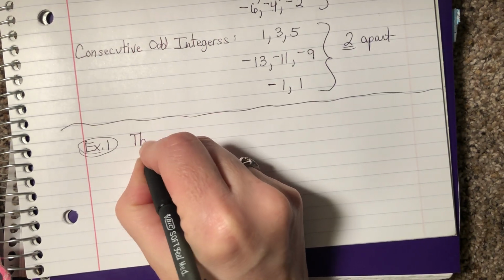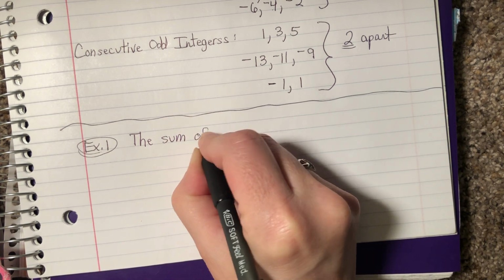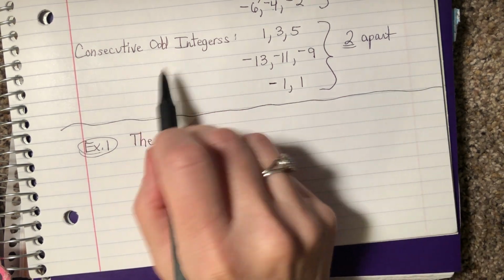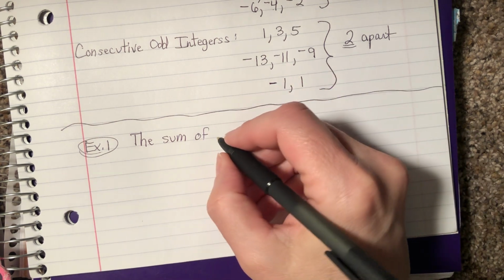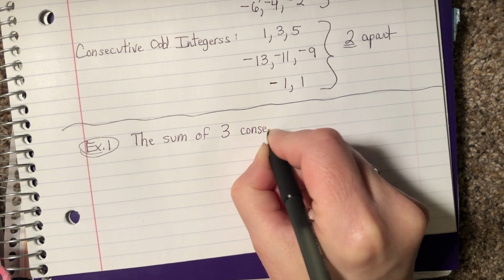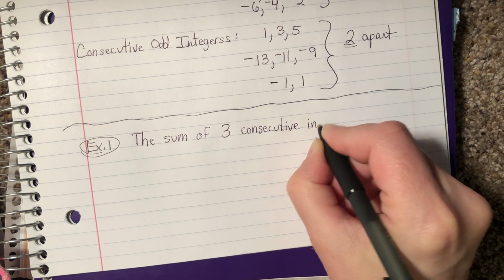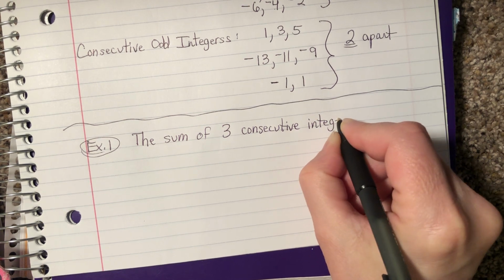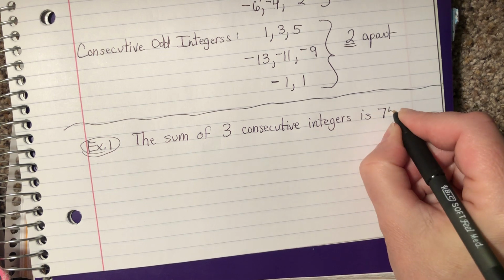The sum of 3 consecutive integers is 74. Period. I know I didn't give you much time to copy some of these phrases, so you might have had to pause the video to write some of this down.